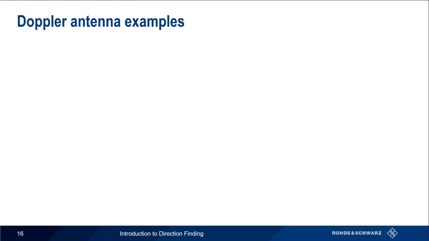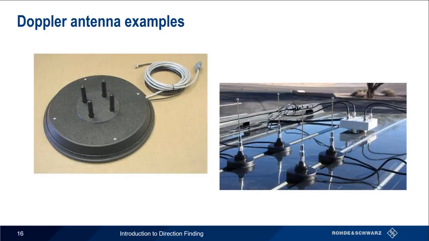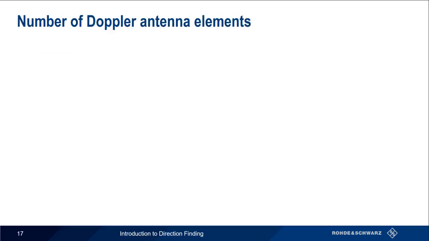Let's look at some examples of Doppler antennas. As we just mentioned, most Doppler DF antennas have 4 elements equally spaced with vertical polarization. Keep in mind, however, that not all DF antennas with 4 equally spaced elements are Doppler antennas. In many cases, Doppler antennas are vehicle-mounted, but Doppler antennas can also be fixed-mounted or configured in a man-portable package. All of the antennas we saw on the previous slide had 4 vertical elements, and this is, by far, the most common configuration for Doppler DF antenna arrays.